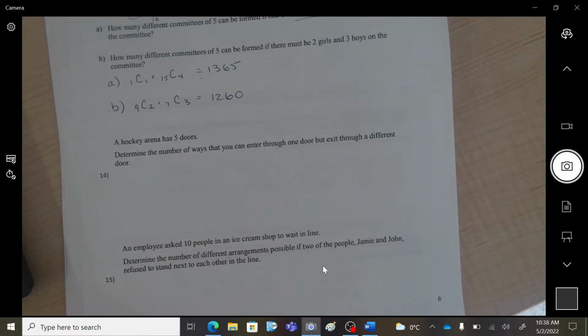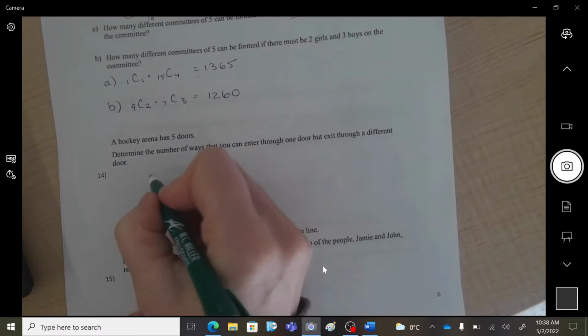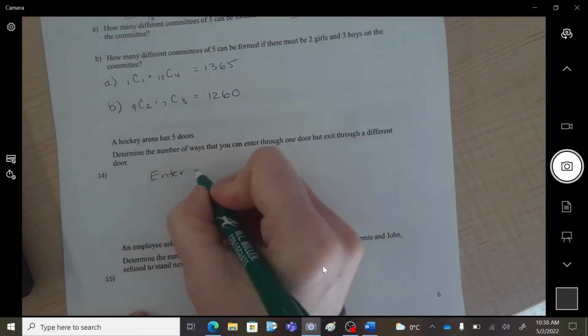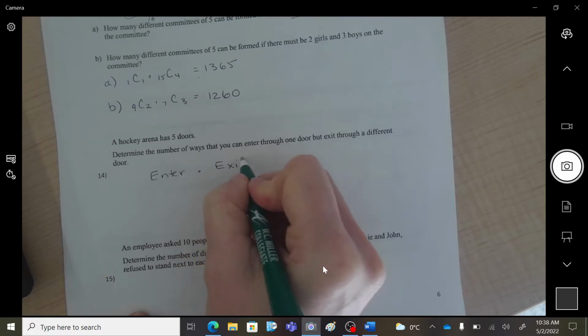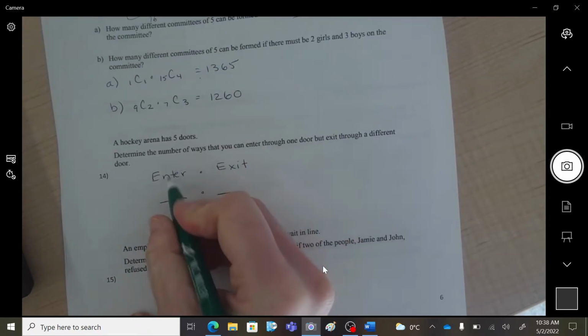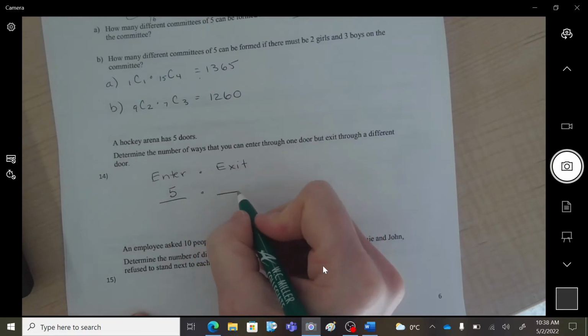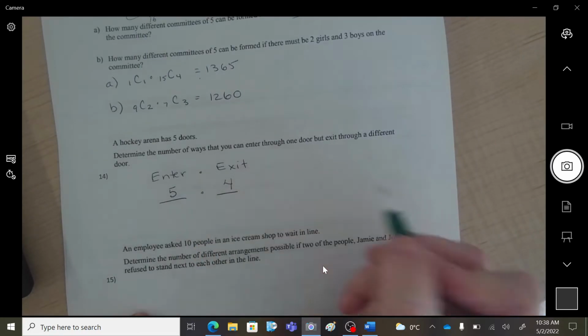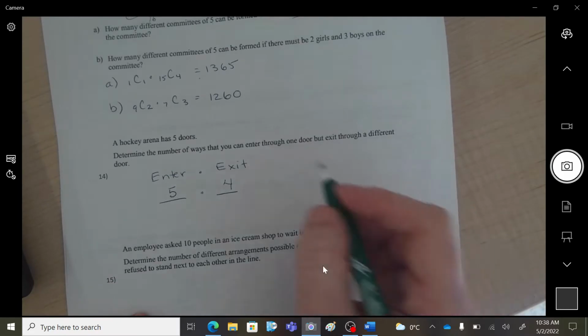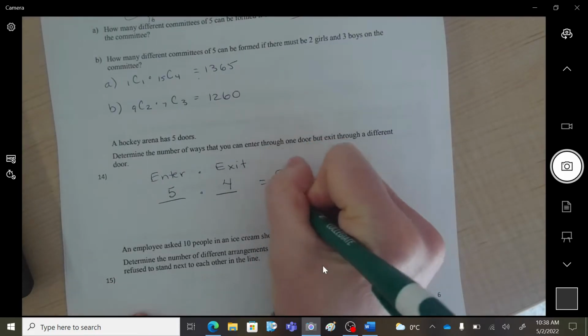14. A hockey arena has 5 doors. Determine the number of ways you can enter in one and exit through a different one. So enter times exit. How many options do I have to go in the building? 5. How many options do I have when I come through? Now I only have 4. So there's 20 ways.